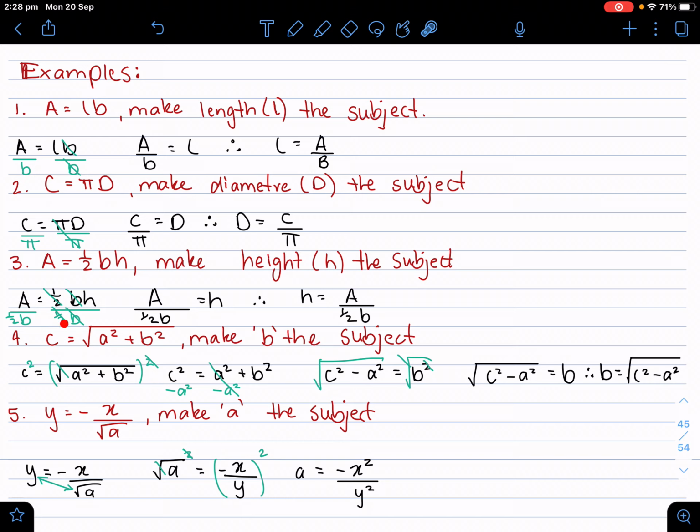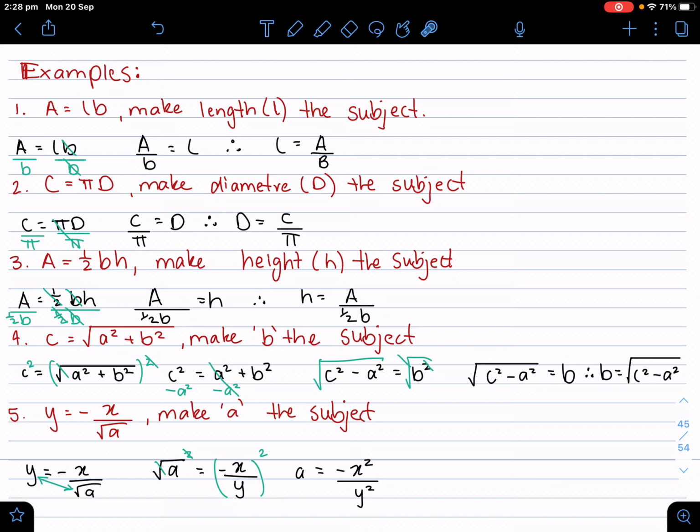So I can divide both sides by half B. I can do that in 2 steps, or I can do it in 1. They're both the same. It's just easier here to do it in 1 step. Now, when I divide both sides by half B, then I'm left with H by itself, and on this side I have A over half B. So I've got H as a subject, where H equals area divided by half times base.